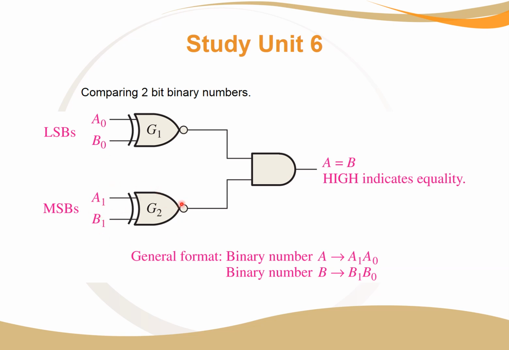and B1 together. So if they are both the same, they're a 1 and a 1, then this will be a 1 as well. But if this one is not the same, this one is the same, so this is 0 and 1, which would be 0, so that indicates inequality. So the output of this AND gate will only be high if all the bits are the same.